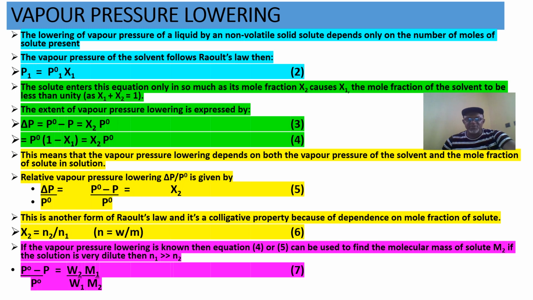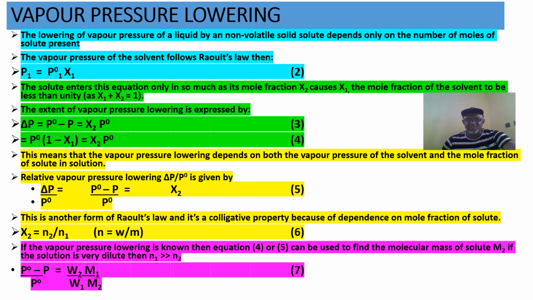The extent of vapor pressure lowering is expressed by equation 3, that is delta P, which is the difference between the pure vapor pressure P0 and the vapor pressure of the solution. So P0 minus P will be equal to x2 multiplied by P0. And we'll simplify, we'll get equation 4. This means that the vapor pressure lowering depends on both the vapor pressure of the solvent and the mole fraction of the solid in solution.